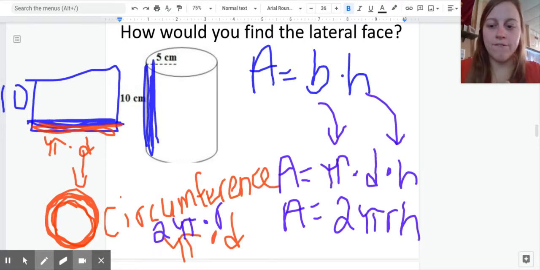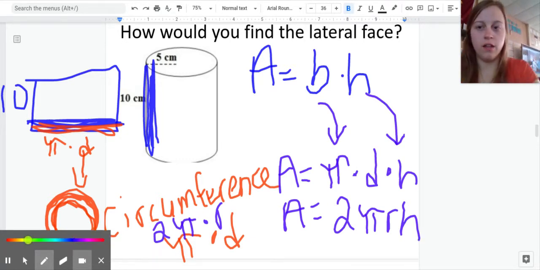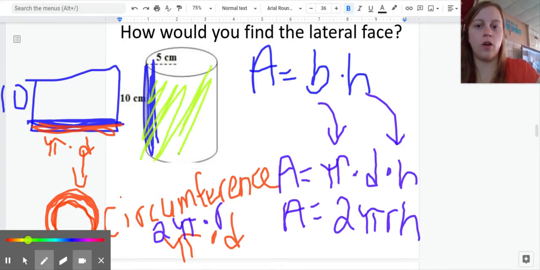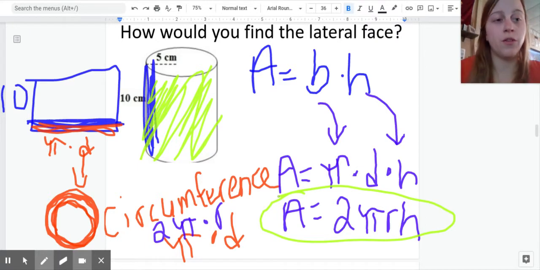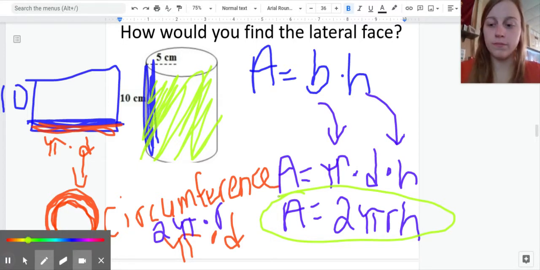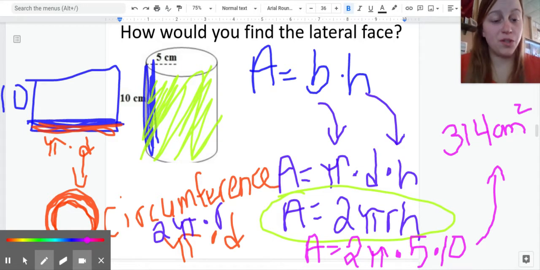Let's go ahead and find the area of our lateral face here by using our lateral face formula. We'll pause the video while you work. And here's the answer to our lateral face. So once I substitute in my radius and my height, I get 314 centimeters squared.